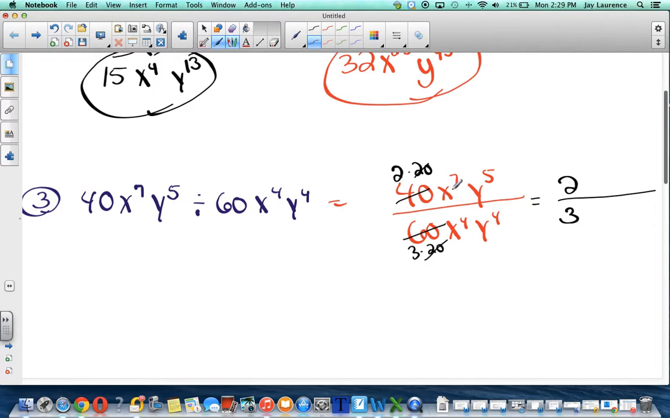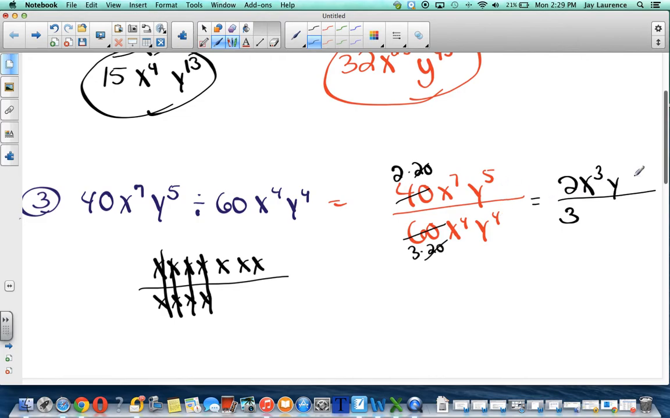Now I have 7 x's in the numerator. Normally I don't like to write all these out. And then I have 4 x's in the denominator. These will cancel, leaving me an x cubed in the numerator. And the y's, there's 4 down here, there's 5 up there. 4 of them are going to cancel, leaving a y in the numerator. And there you go. That is the simplified version of the division problem, or that is your quotient. That's the best you can do.